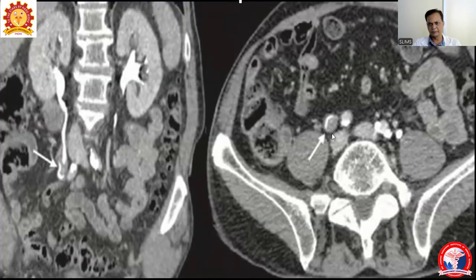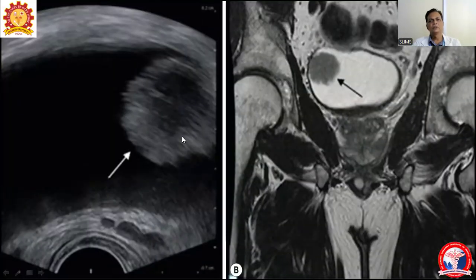We'll go further, same images are there. Here, a soft tissue lesion is seen on ultrasound. This is done as an intracavitary ultrasound. On that, on the bladder, along the wall, there is an intraluminal hanging soft tissue mass. This was again urothelial carcinoma.